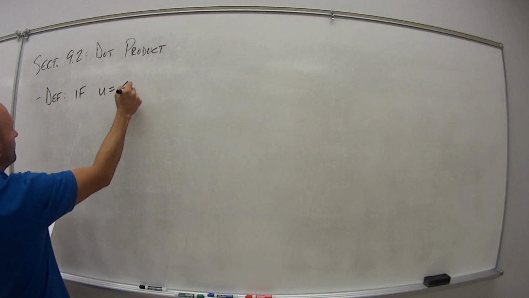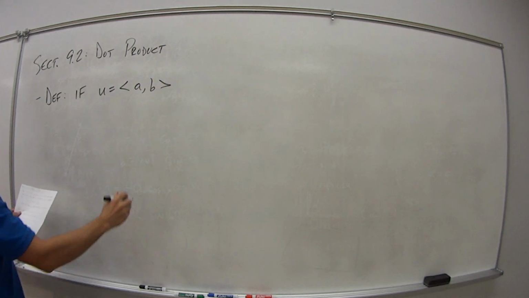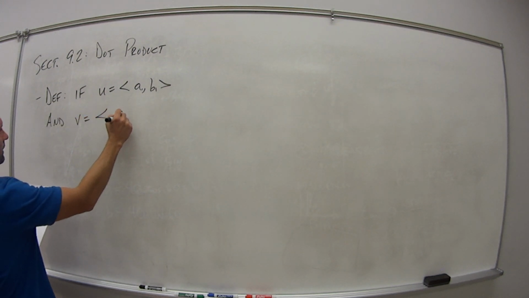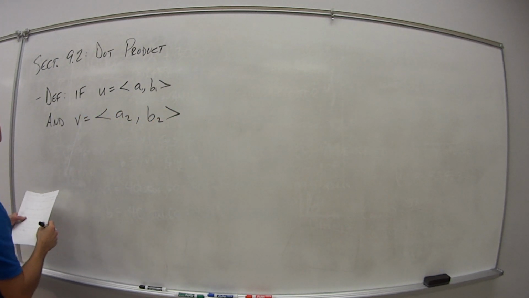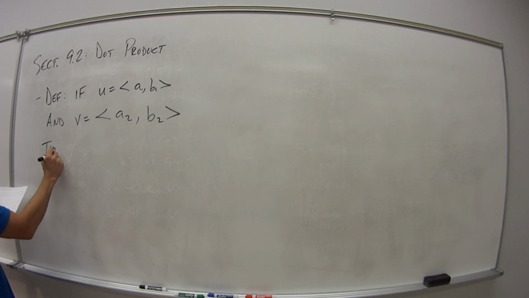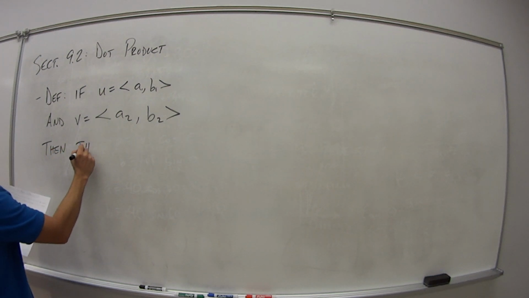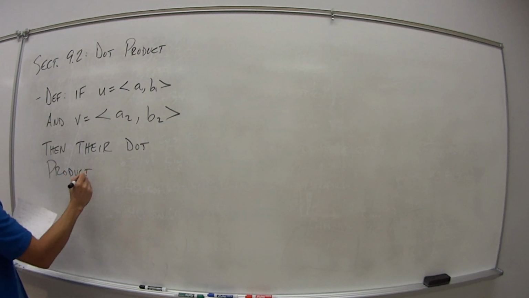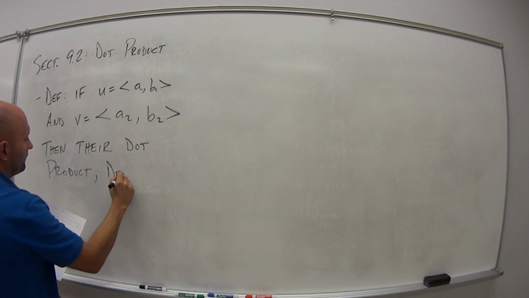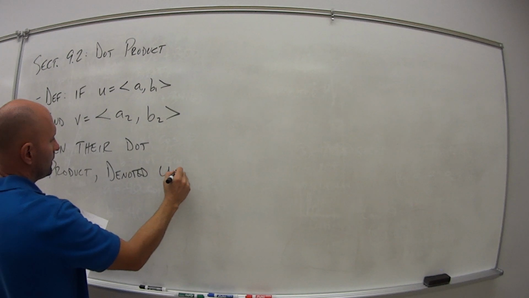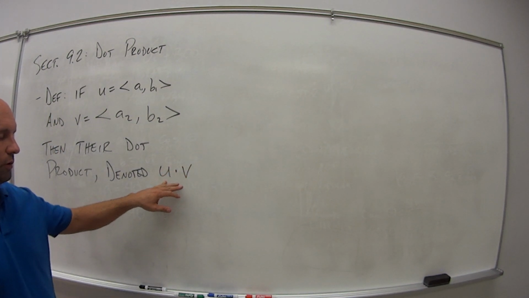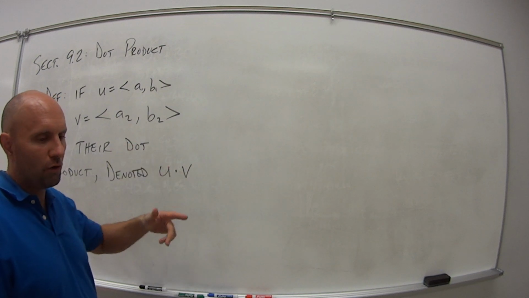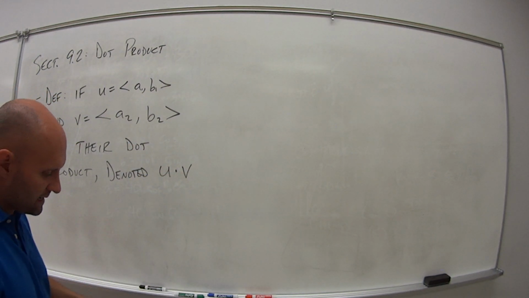We have that if u is some vector with components a1, b1, and v is a vector a2, b2, then their dot product, we denote this as u dot v. So this isn't u times v. We're not multiplying these vectors. We will do some multiplication, but we're not just multiplying these things together. So this is u dot v.